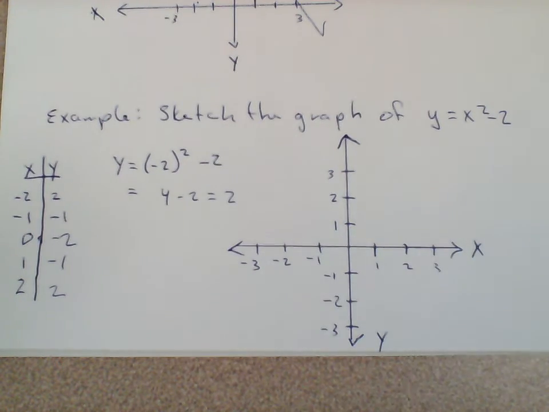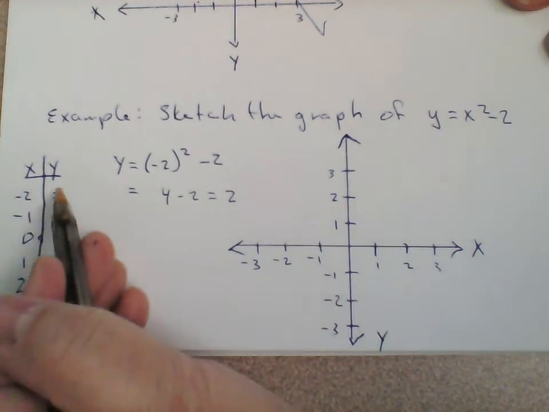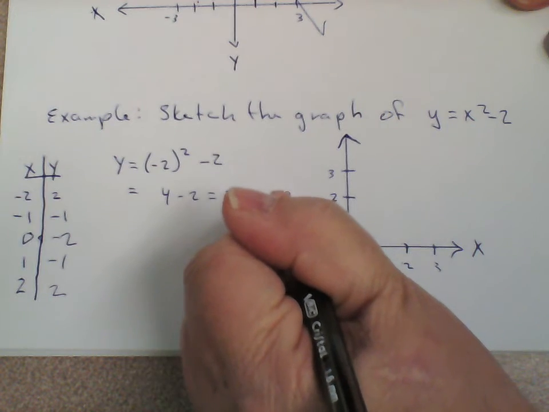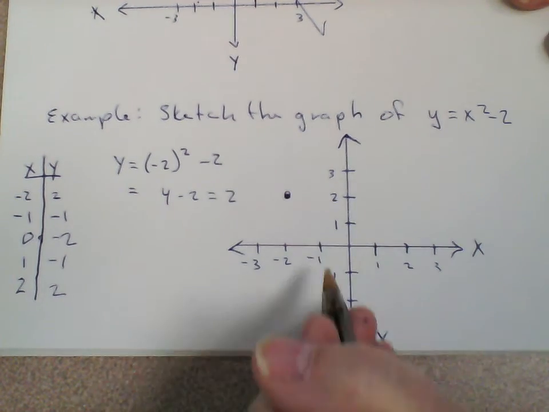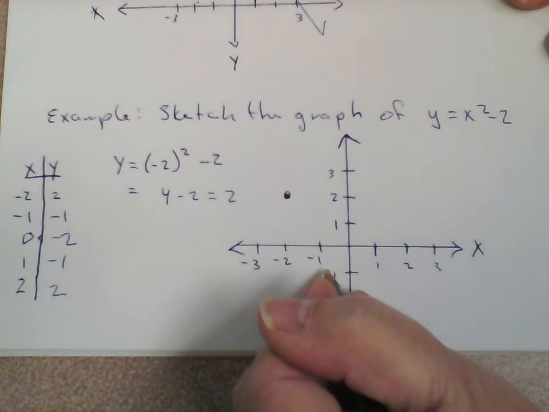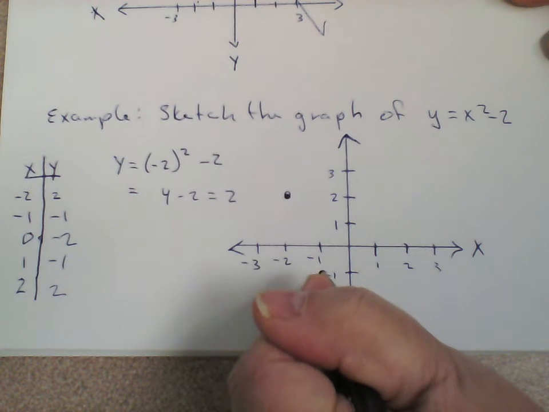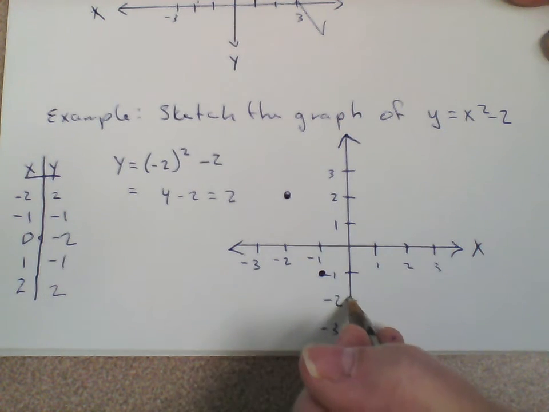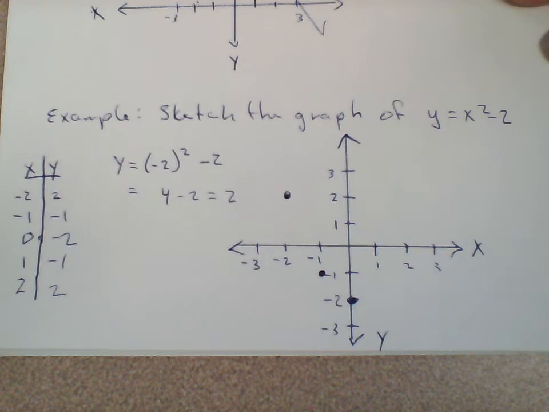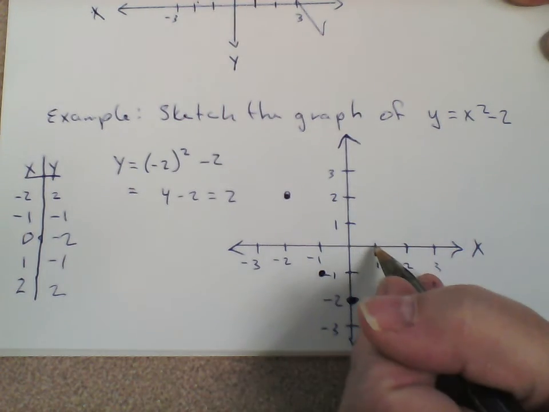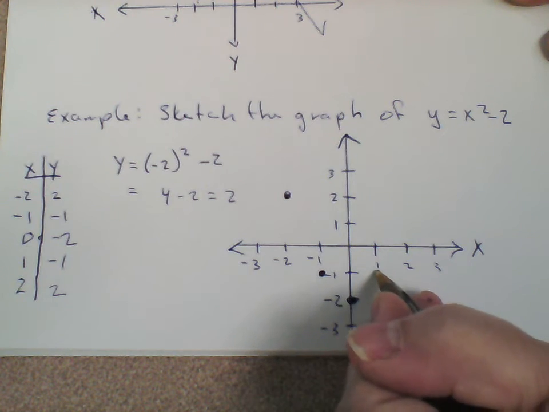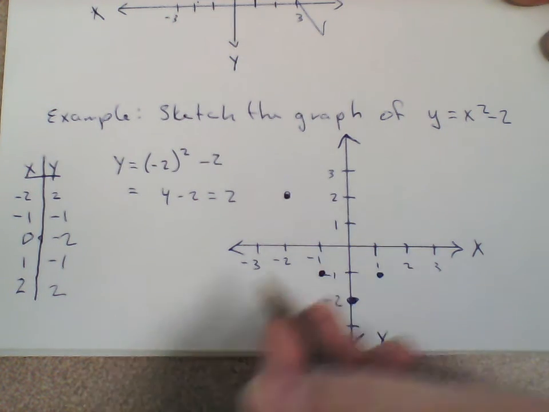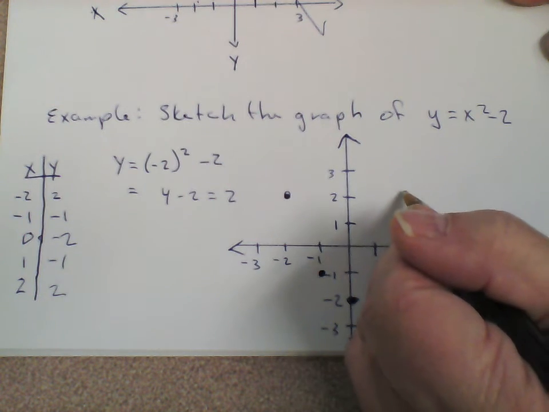So there we've got a graph. Now all we have to do is plot all those points. So we can go, well, when x is -2, y is 2. So here I have a point. My next one is when x is -1, y is -1. So I have another point down here. When x is 0, y is -2. This is our vertex. When x is 1, y is -1. And when x is 2, y is 2.